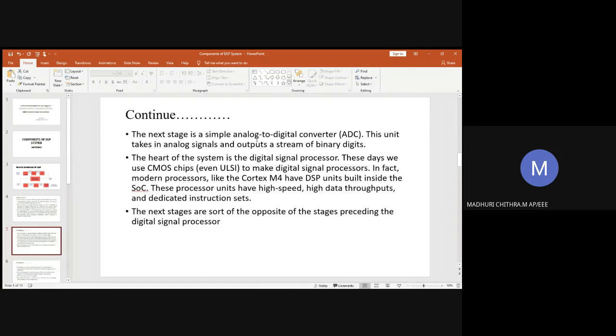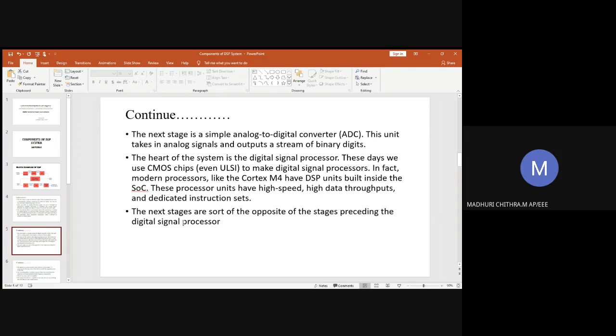Next, we should know the heart of the system is the digital signal processor. By using the digital signal processor, we get information about the signals using digital techniques. What are the digital techniques we are using? These days we use semiconductor chips to make the digital signal processor. In fact, modern processors like the Cortex-M4 have DSP units built inside the SoC. These are the processors we use for extracting information from the devices. These processor units have high speed, high data throughput, and dedicated instruction sets. These are some of the advantages of using this type of processor.